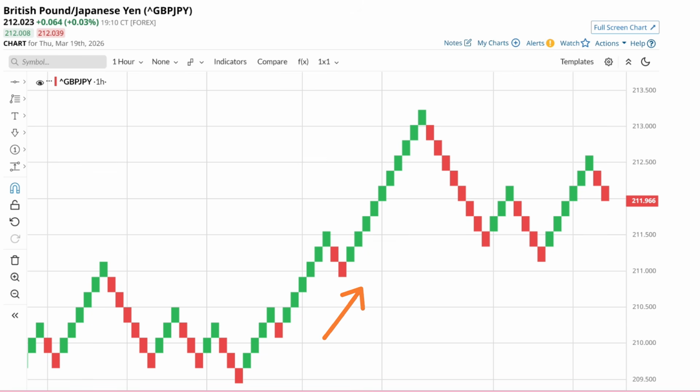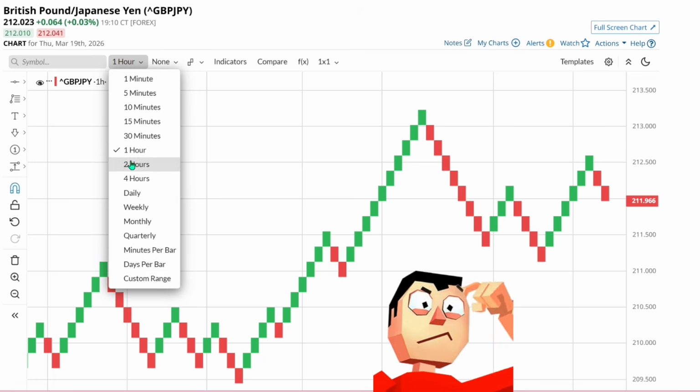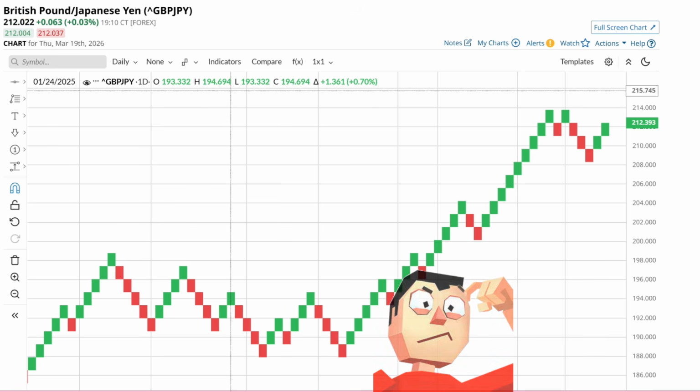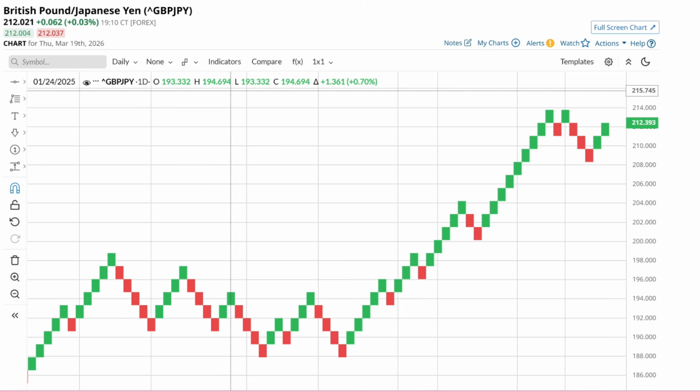For example, on the 1-hour chart, the market might look sideways. You'll see bricks flipping back and forth, and it can feel unclear. But when you zoom out to the daily chart, you might notice something important. The overall uptrend has paused. That tells you the market is not trending strongly right now, it's consolidating.